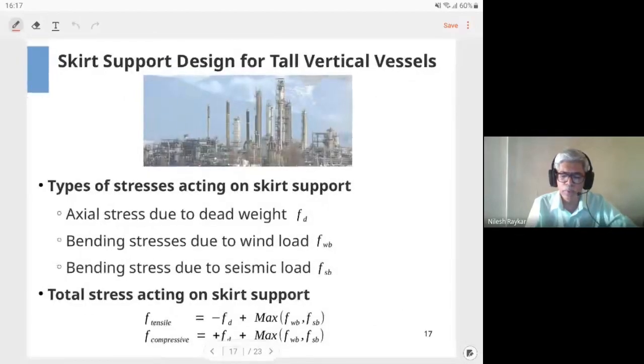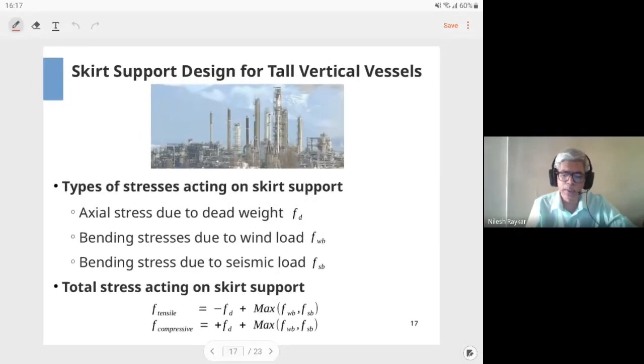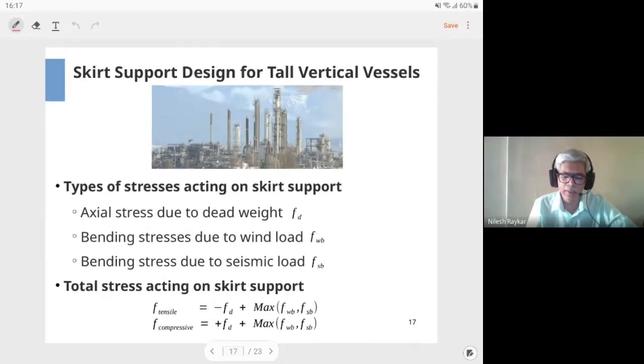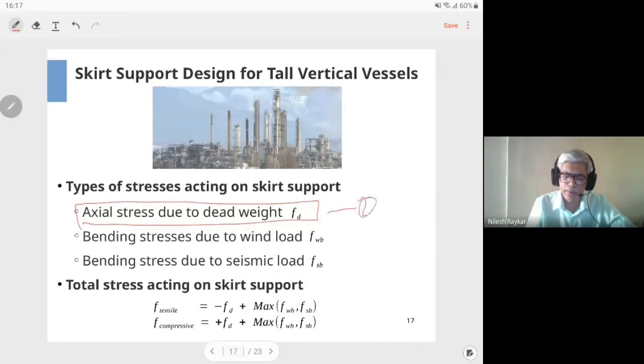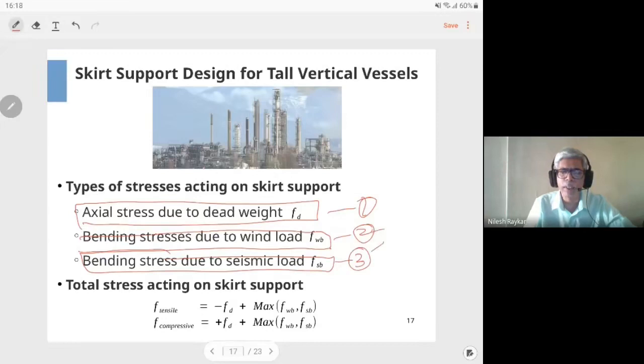Okay, next we move to the design procedure for the skirt design. In the skirt design, the loads which you need to take are, first, the dead weight load. The second is the bending stress due to the wind load. And third is bending stress due to seismic load. Out of 2 and 3, only one of them, whichever is higher, will be considered.